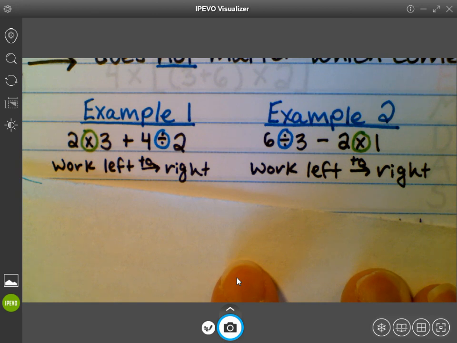So our acronym is PEMDAS. We've gone over P for parentheses, E for exponents, M for multiply, and D for divide. What do you think the last 2 steps will be in PEMDAS? What will our last 2 steps be?